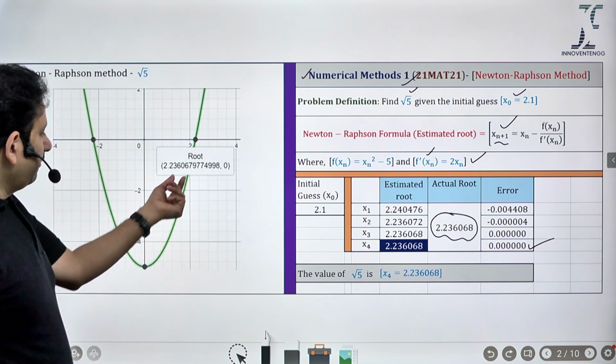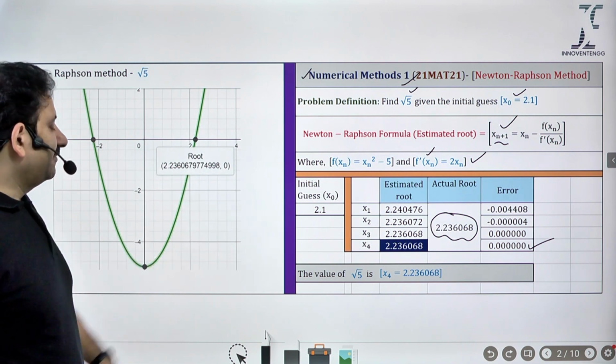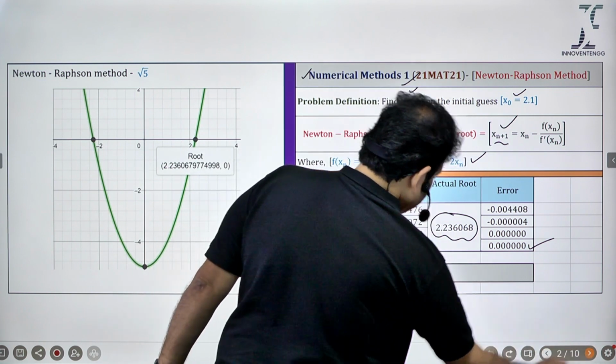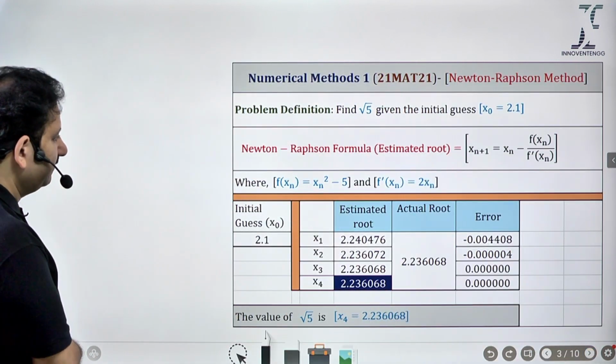Of course, we have approximated it to 6,8. We have cut it off. So that is the root. So what is the procedure? Let's understand. Now the procedure is very, very simple.